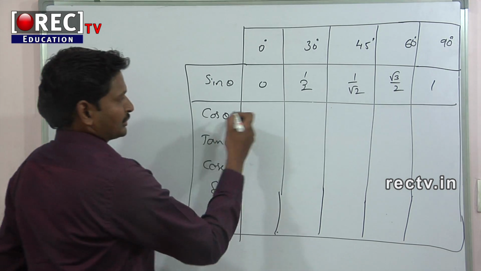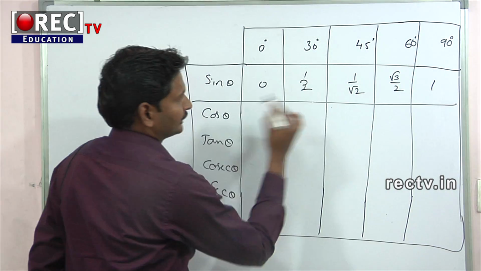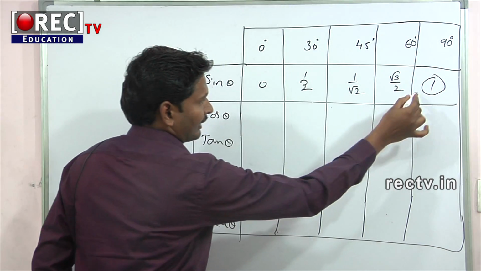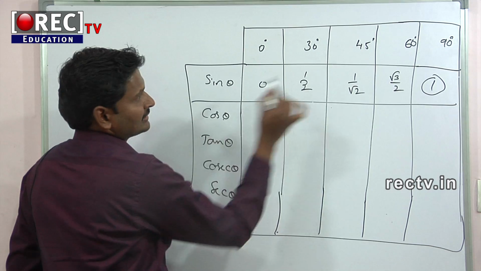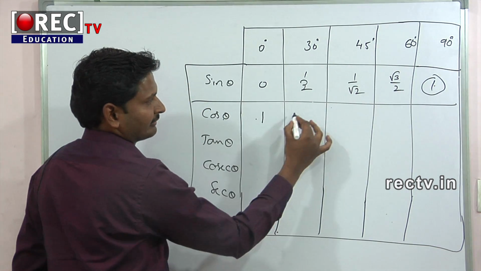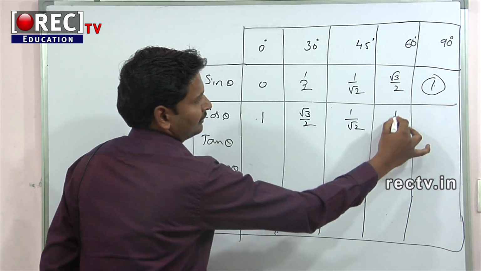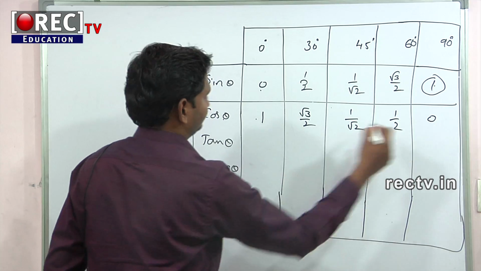Next, cos theta. Here you have to write exactly the sin values in reverse. Sin 90 degrees is equal to cos 0, that is equal to 1. So cos values are 1, root 3 by 2, 1 by root 2, 1 by 2, and 0.